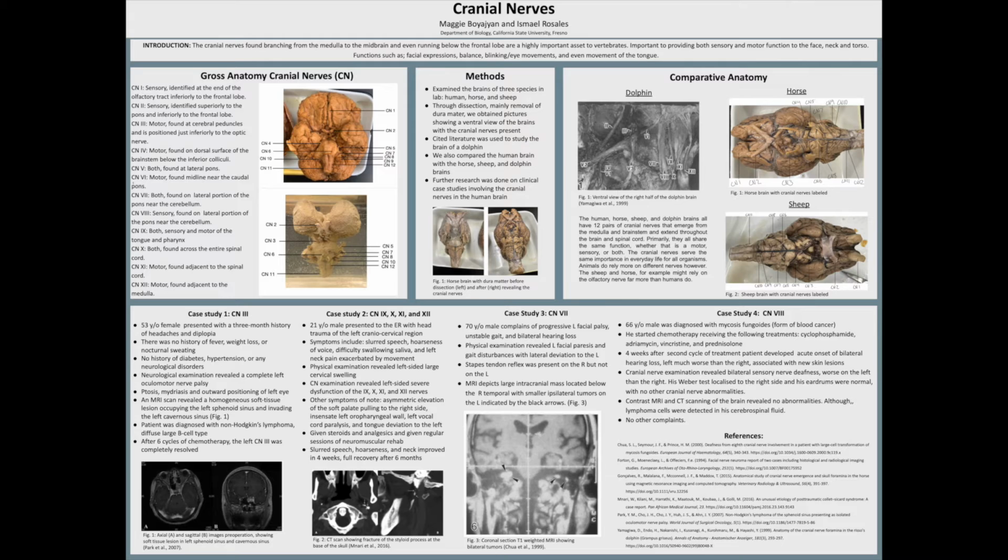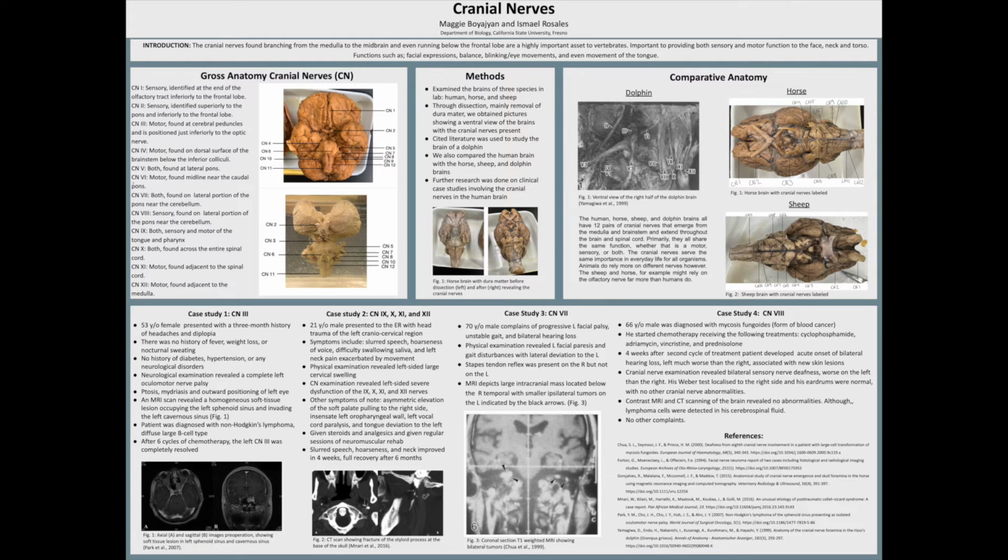Cranial nerve 9 is both sensory and motor and controls the tongue and pharynx. Cranial nerve 10 is found across the entire spinal cord, the lateral side, I believe, of the spinal cord. Cranial nerve 11 is found adjacent to the spinal cord, and cranial nerve 12 found adjacent to the medulla.